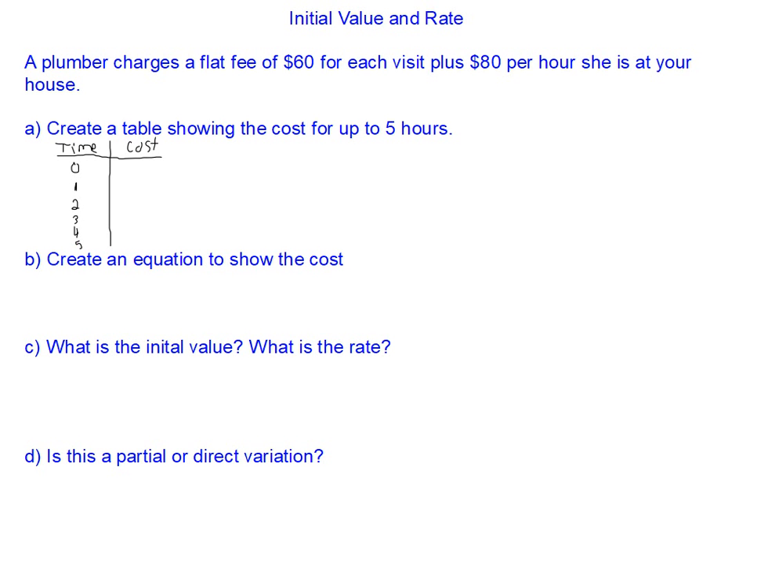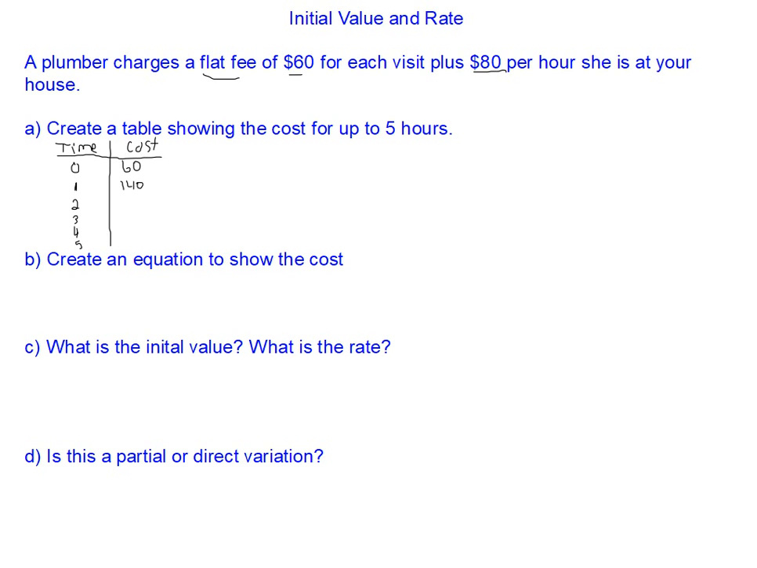So here we go. We've got our time here for 0 hours. How much does it cost? Well, this plumber charges a flat fee of $60. So right off the bat, before they even step into your house, that trip is going to cost you $60. We also know that the plumber is going to charge $80 per hour. So right when she gets to your door, it's $60, and for every hour after that, it's going to be $80 on top of the $60. So $60 plus the $80 will give us $140 here.